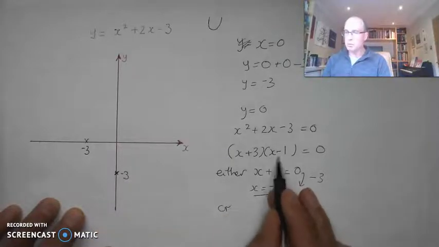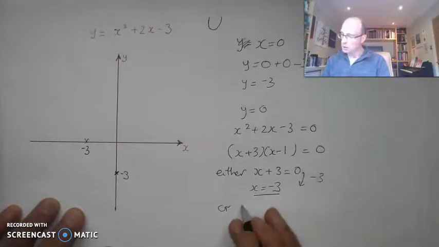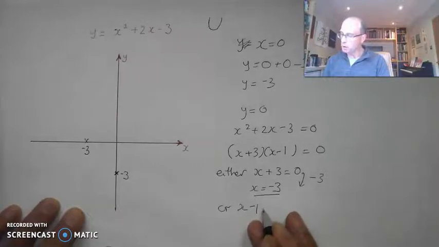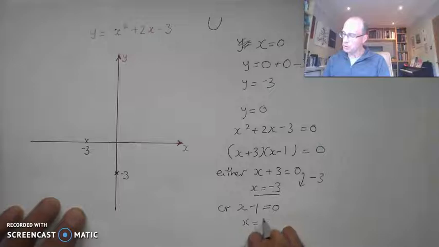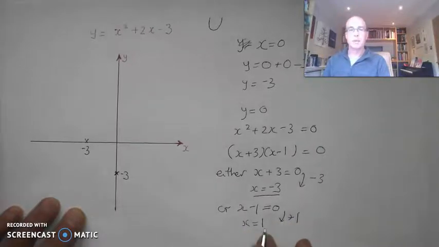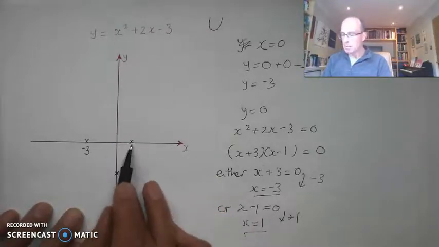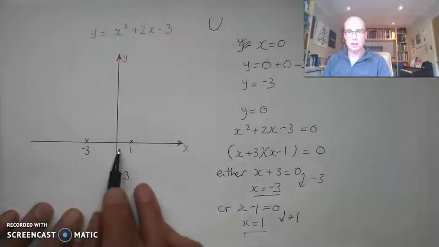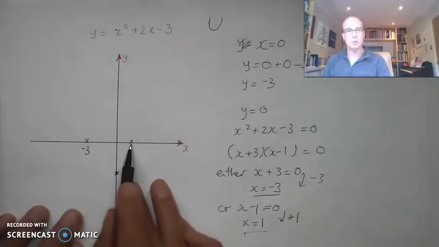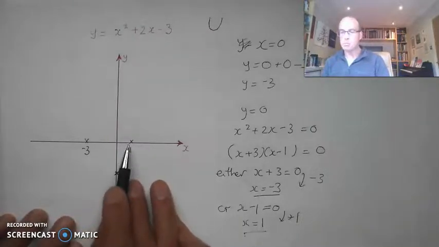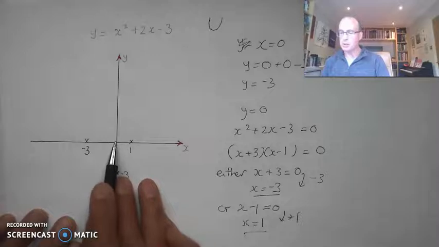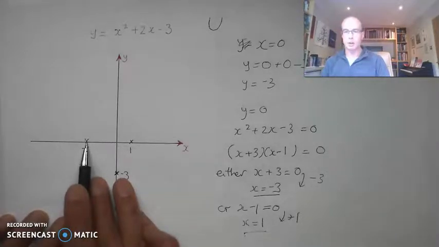Or my second bracket is going to be equal to 0. So x minus 1 is going to equal 0. If I add 1 to both sides of my equation, plus 1, I'm going to get x equals 1. So again, it doesn't matter. I'm not measuring, I haven't got a scale, I'm not measuring where to put those points along the axis, but I do want to make sure that this one is closer to the axis than my negative 3.